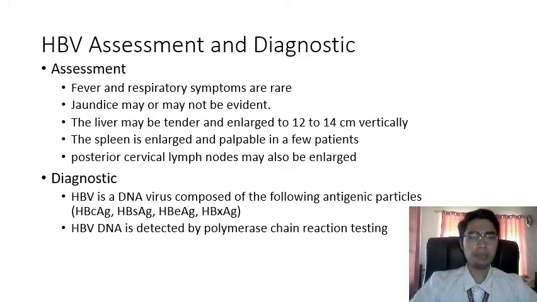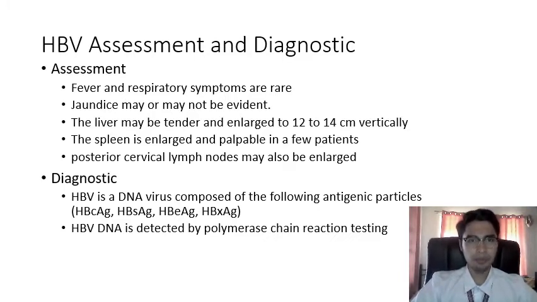However, the liver may be tender and enlarged to 12 to 14 centimeters vertically. That is found either through a radiograph, laboratory result, or through palpation and percussion. That's nursing assessment that we learned before. The spleen is usually large and palpable in some patients. Posterior cervical lymph nodes may also be enlarged.